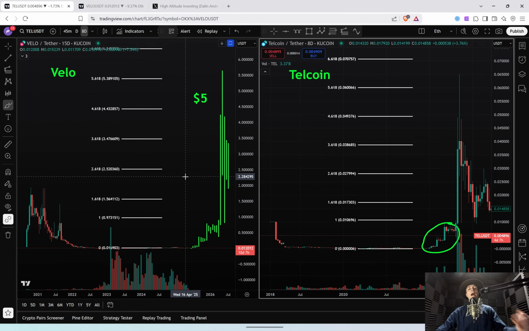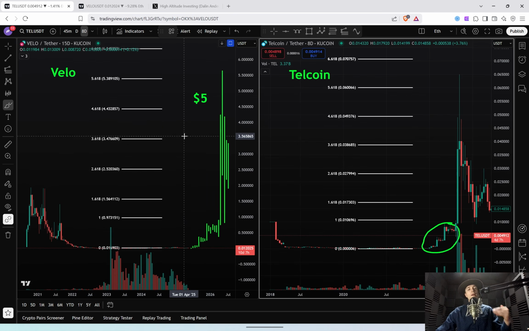Then all of a sudden, out of nowhere, you just see this huge vertical move where the price goes up like 10,000% or 40 times your money. It's just crazy the type of gains that you can see in the crypto markets after it seems like they're dead and after it seems like nothing is going to happen. Then all of a sudden, out of nowhere, you get a huge vertical move and it just completely skyrockets. So that's what I'm expecting for Velo in the bigger picture.